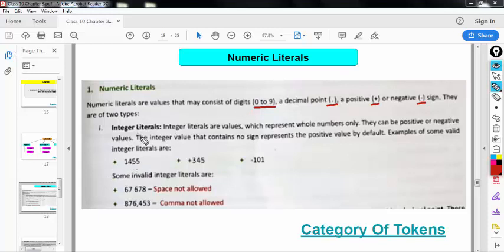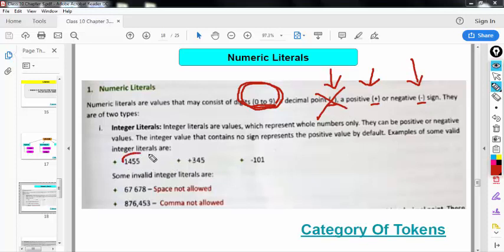Now the integer kind of literals will contain only digits, along with a positive sign or a negative sign, but it will never contain a decimal point. Okay, so an integer literal will consist of digits from 0 to 9, plus sign or the negative sign, but it will not contain the decimal point. This is the meaning of integer literal.